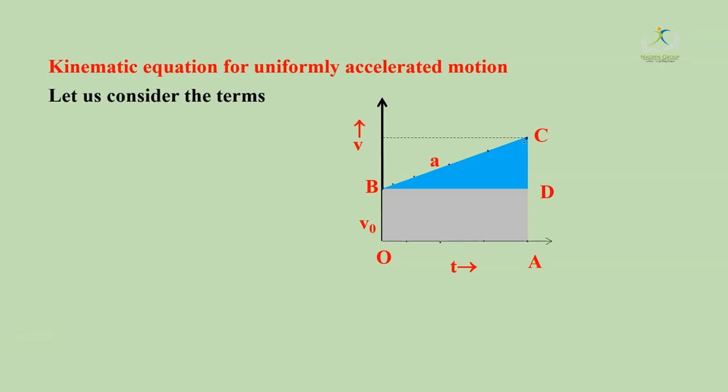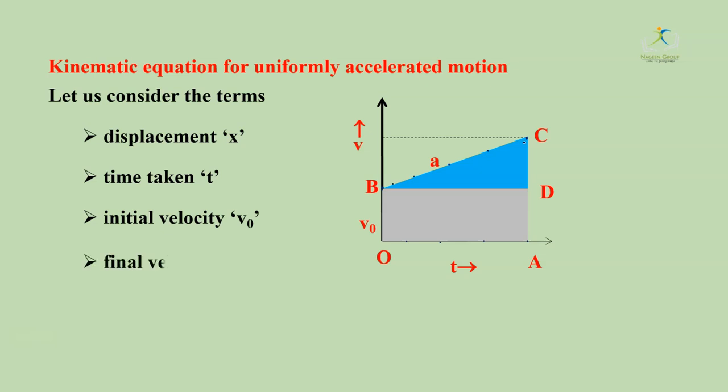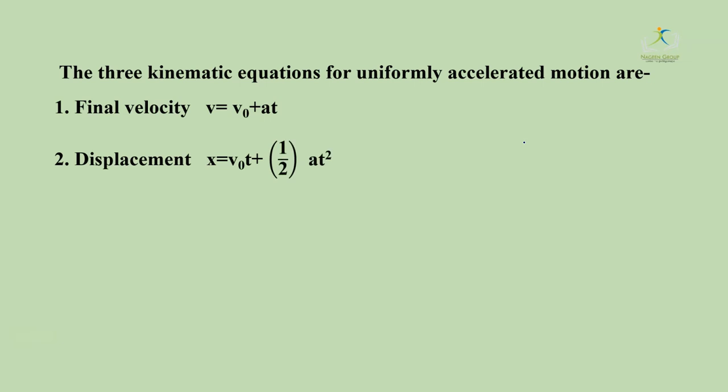So let us consider the terms: displacement x, time taken t, initial velocity v0, final velocity v, acceleration a. The three kinematic equations for uniformly accelerated motion are: final velocity v is equal to v0 plus at; displacement x is equal to v0 t plus half at square; final velocity v square is equal to v naught square plus 2ax.